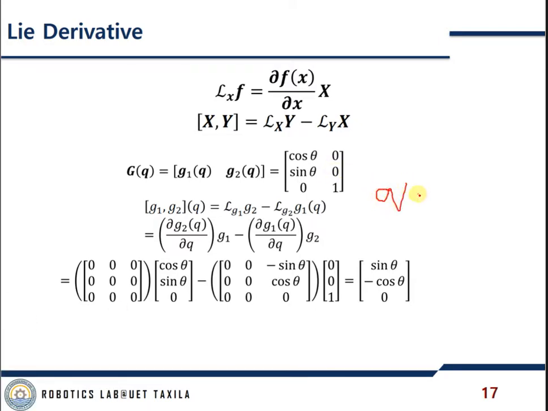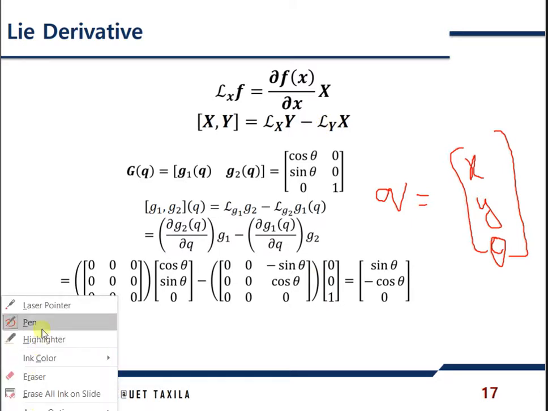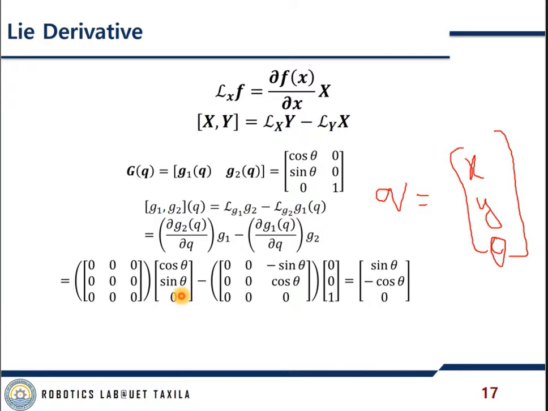So Q is going to be equal to x, y, and theta. If we differentiate this one with respect to x, y, and theta, so first element with respect to x, then with respect to y, then with respect to theta, we'll get 0, 0, and 0. And then second element with respect to x, with respect to y, and then with respect to theta, we're gonna get 0, 0, 0, and so on.